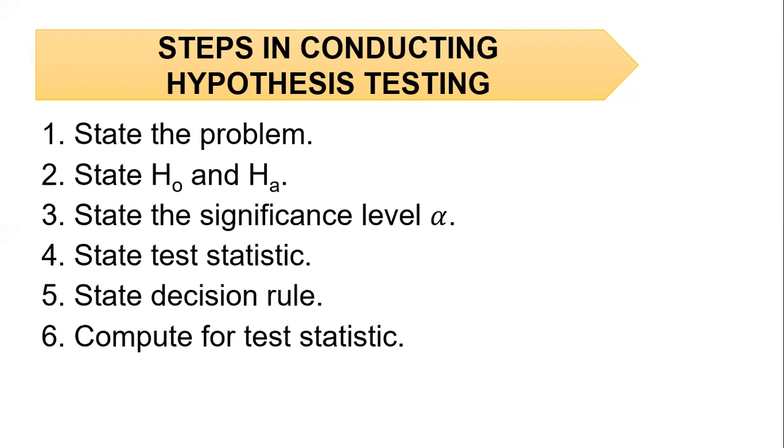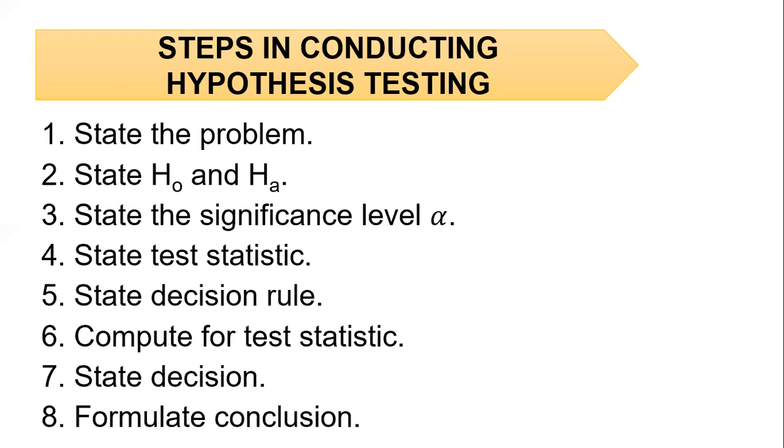You compute for test statistic and state decision after which, and lastly, to formulate your conclusion. Take note that it's quite lengthy. I have 8 here for this class. So that my purpose here or intention is that you could see that's how it's done. At least you see it step by step, that there is a linearity in reasoning from 1 to 8.